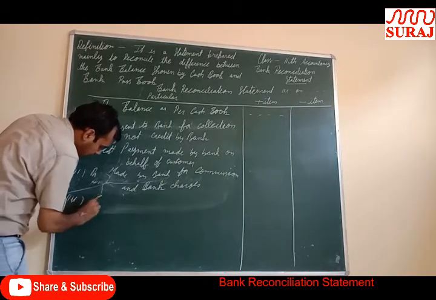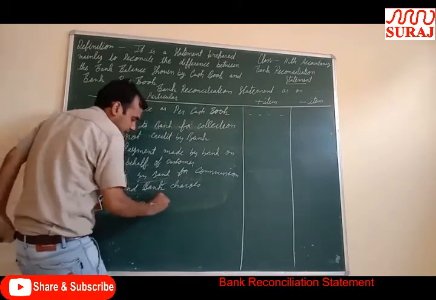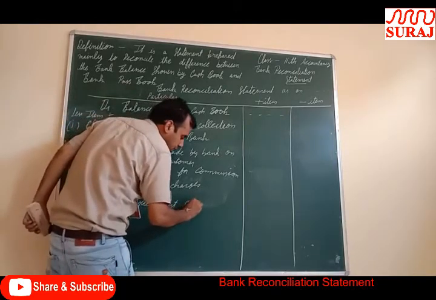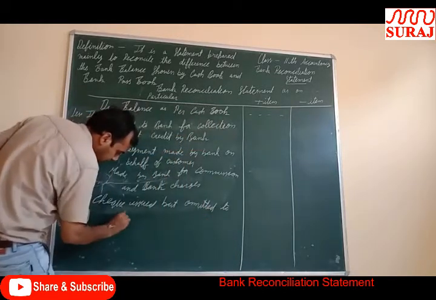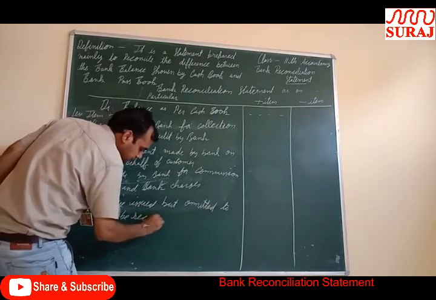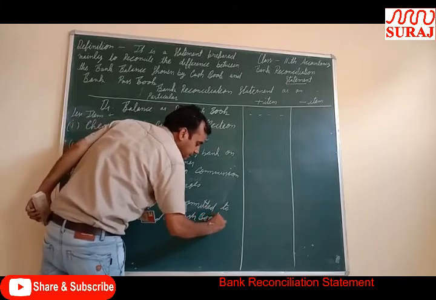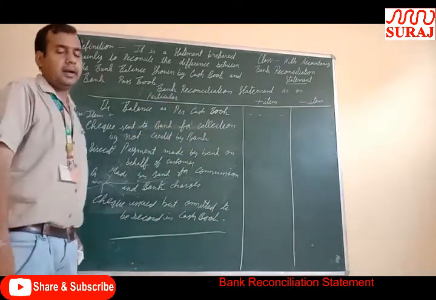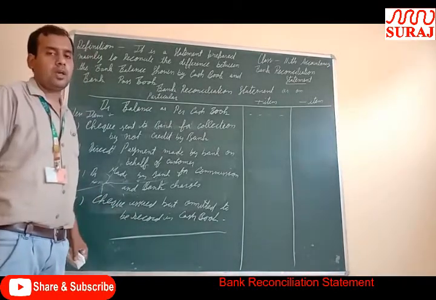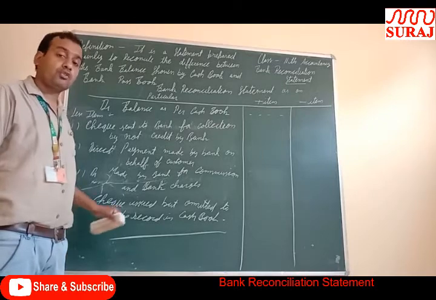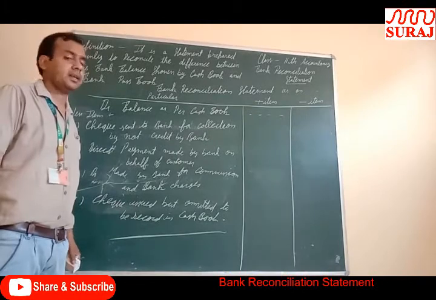Number 4, cheque issued but omitted to be recorded in the cash book. If you issue any cheque and the bank makes payment for it, then your passbook will decrease. But you omitted to record it in the cash book, so your cash book remains the same. To reconcile it, you should subtract from the cash book and that will be your minus item.